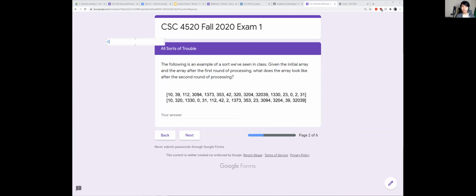But in this case, we'll need a bucket for every single element that we see. So 0, 1, 2, 3, 4, 5, 6.